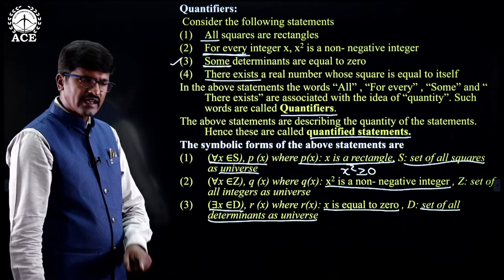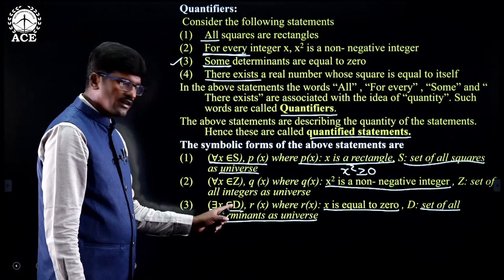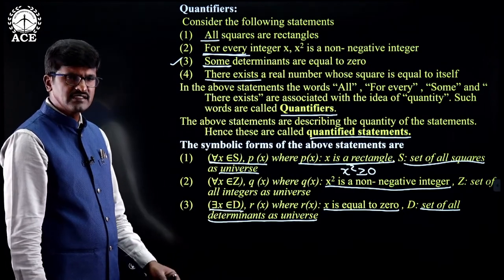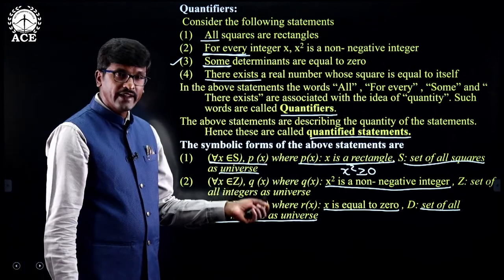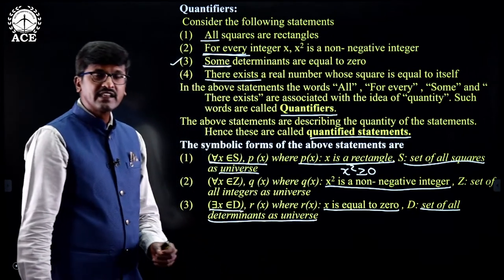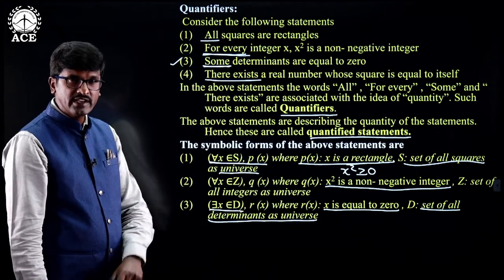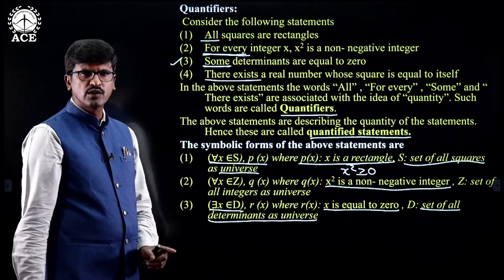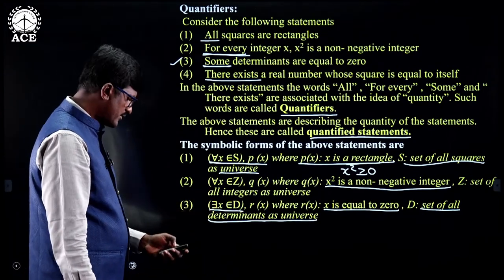What is x? x is one element in the universe. x is one element in the set D. D consists of all the determinants. So x is equal to 0 is nothing but determinant is equal to 0. How many determinants are equal to 0? Only some. Some determinants are equal to 0. That is the symbolic form of the third one.